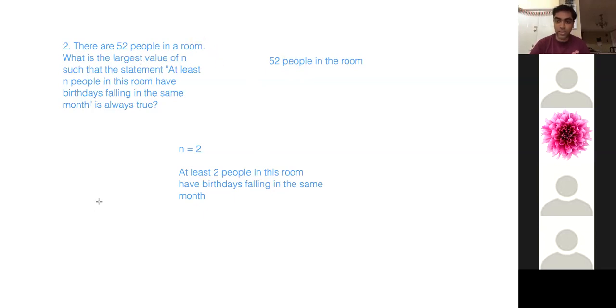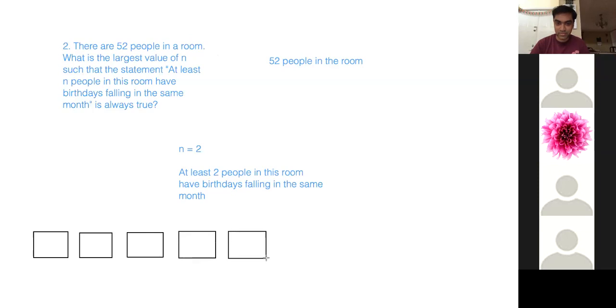True. Why? Well, I think it would be true. Yes, because even if we did one person in 1 month and then one person in another month, you would have to put all the other 50 people in 10 months. So there would obviously be some overlap.